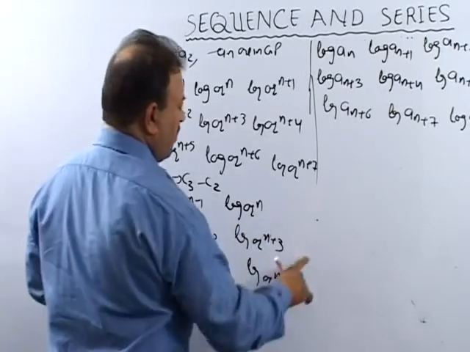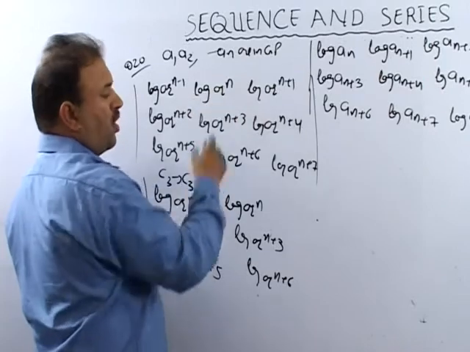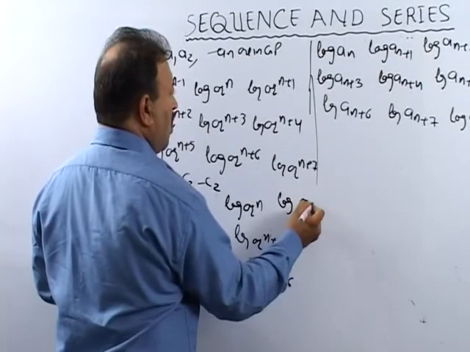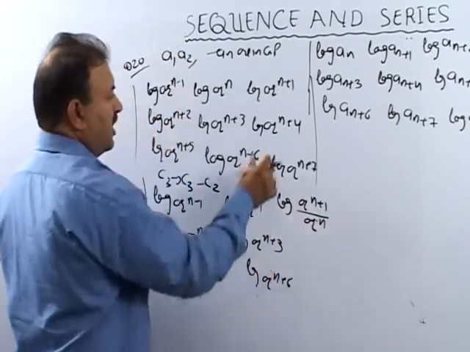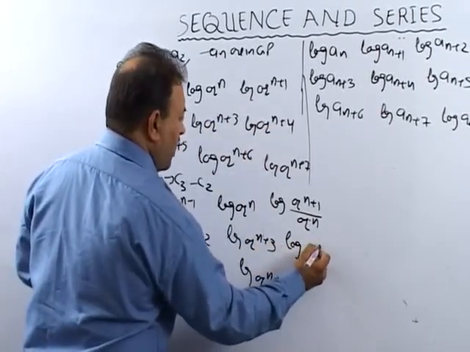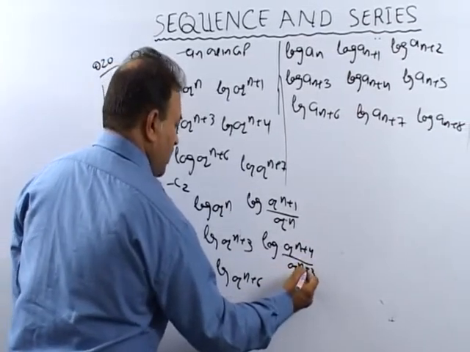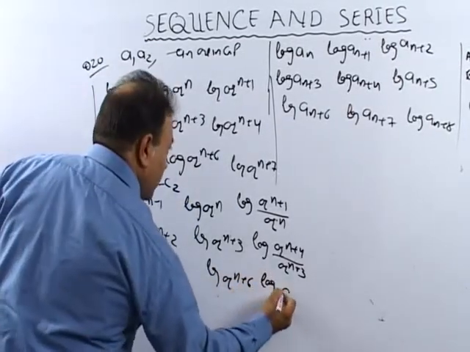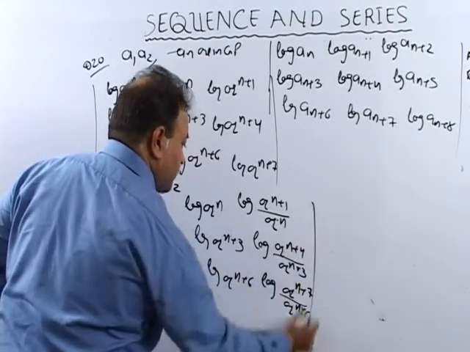Now मैं दो प्रॉपर्टी इकट्ठे लगा रहा हूं, log a r^(n+1) minus log a r^n. I can write down log M minus log N is log M over N, so log a r^(n+1) over a r^n. Same over here, log this minus this, it is log a r^(n+4) over a r^(n+3). And it comes out to be here also log a r^(n+7) over a r^(n+6).